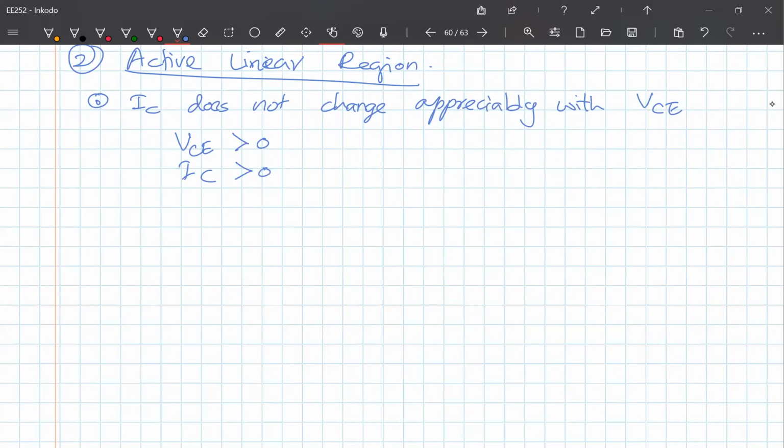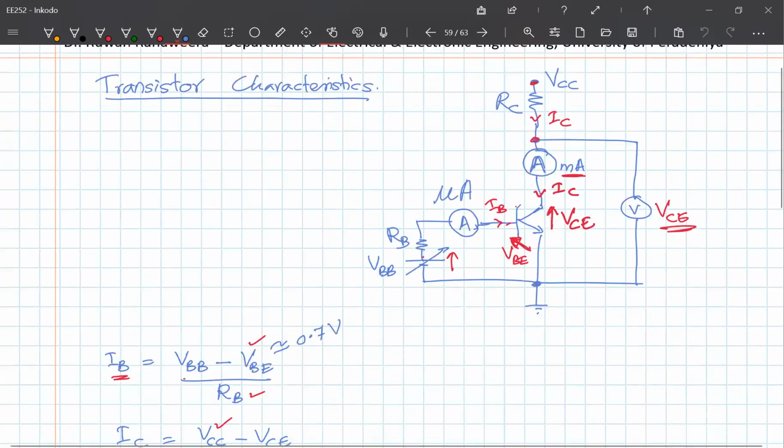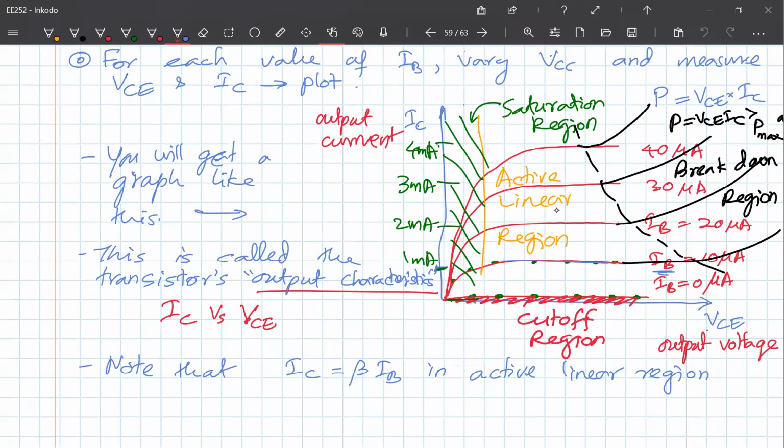And in fact, IC can be written as beta IB because you have the transistor model applied here, which is greater than 0. So what can you say about the power? Both VCE and IC are greater than 0. That should be greater than 0. A high power dissipation can be expected. And the lines are parallel. IC lines are parallel. Okay, these lines are parallel. This is parallel to this, parallel to this, parallel to this.